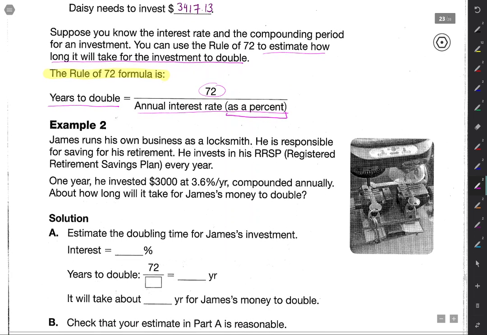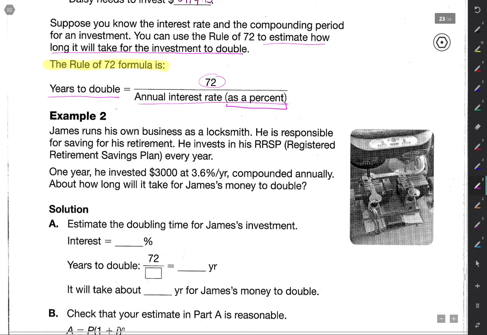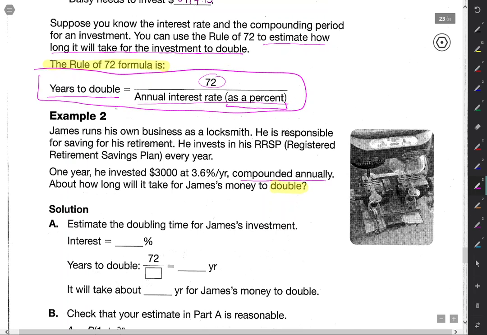So for example 2, James runs his own business as a locksmith. He is responsible for saving for his retirement. He invests in his RSPs every year. One year, he invested $3,000 at 3.6% per year compounded annually. How long will it take for James' money to double? So whenever you see a question asking how long it'll take to double the money, think to use the Rule of 72 formula. So let's see how this works.